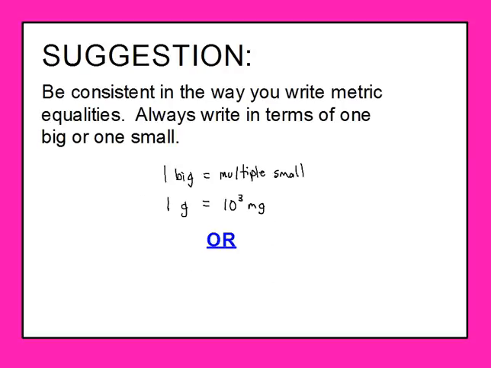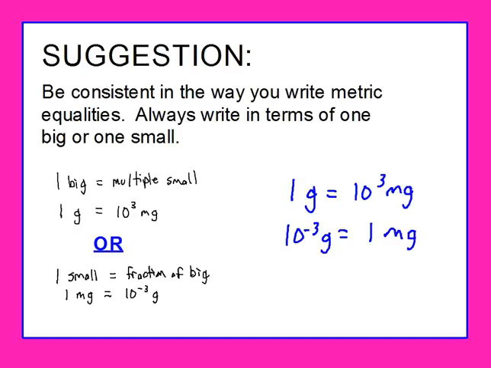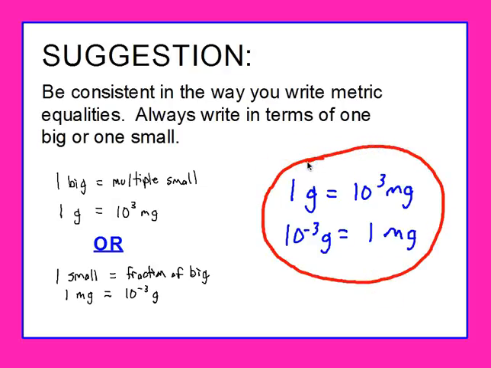However, because of exponent rules, there's another way that we could write the very same equality. We could say that one small one is a fraction of a big one. The example in this case would be 1 milligram equaling 1,000th of a gram. Either way, we find because of exponent rules that the equalities are actually equal to one another. But again, I think you should always choose which one you like best and stick to that method. Is it writing in terms of one big one, or is it writing in terms of one small one?